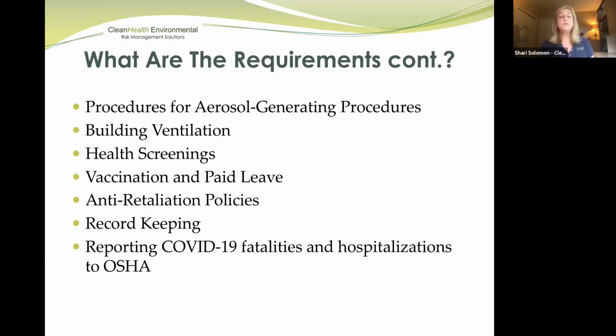And then we get into the components of the plan surrounding administrative controls. So how are you screening your employees? What sort of vaccination and paid leave protocols do you have in place? Is there language in your plan to assure your employees that there will be no retaliation if they do raise a complaint surrounding COVID-19 protections? And then of course, record keeping and reporting as well. So I'm going to delve into some of these in more detail as we go through the presentation, but this is really the core of this program.